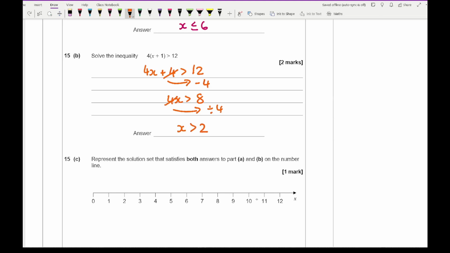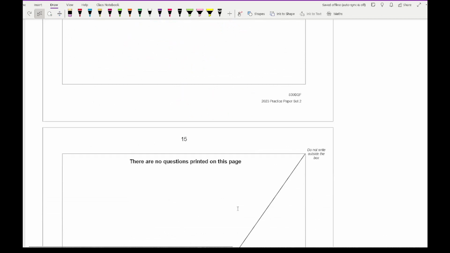Then it says represent the solution set that satisfies both the answers from part A and B on the number line. So what I'm wanting to plot is basically this. Here I've got a circle at 2, a circle at 6. I join those circles up, and I'm shading 6 because it can equal 6. So you should have something along those lines.